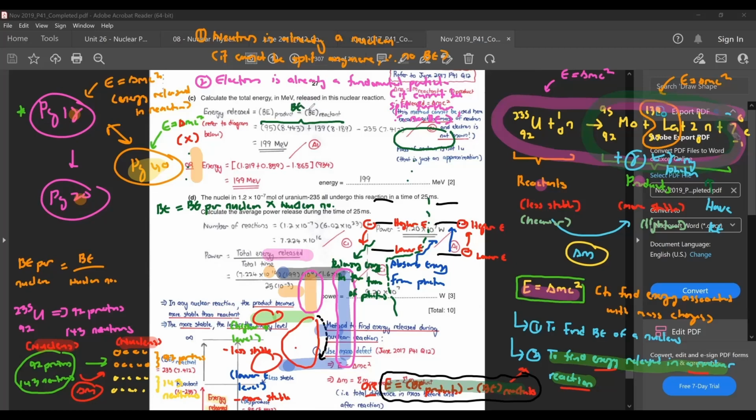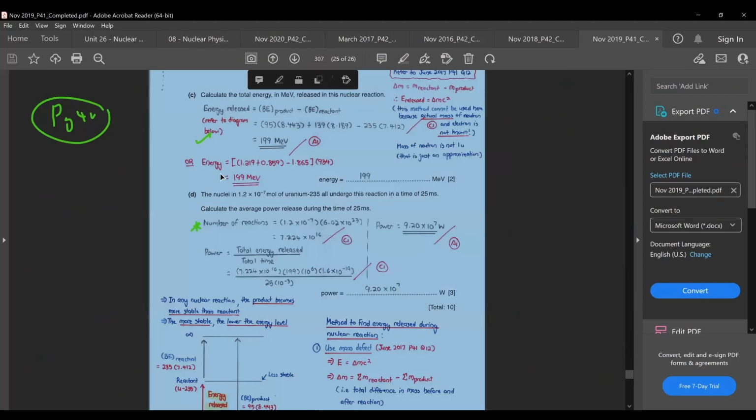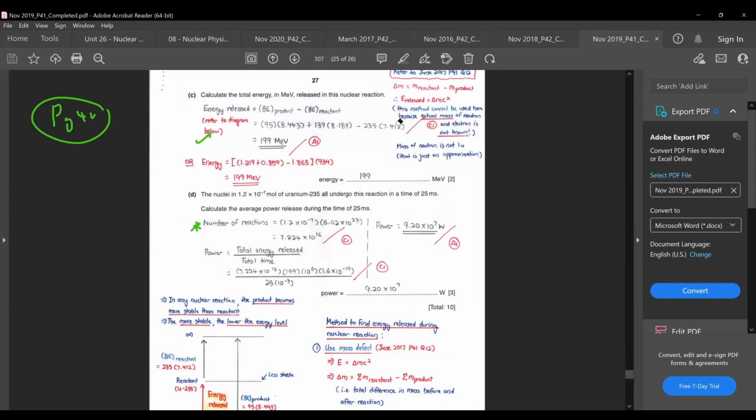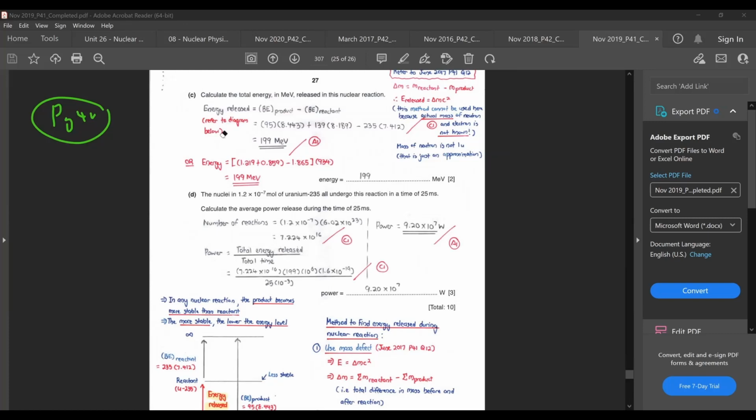This is basically the BE of your products. And then this one is basically the BE of your reactants. So eventually you get 199 MeV, just like that. All right. So that's for this. So in part D, they ask you something else. Part D is asking you this. The nuclei in 1.2 times 10 power minus 7 mole of uranium-235 all undergo this reaction in a time of 25 milliseconds. Calculate the average power released during the time of 25 milliseconds.